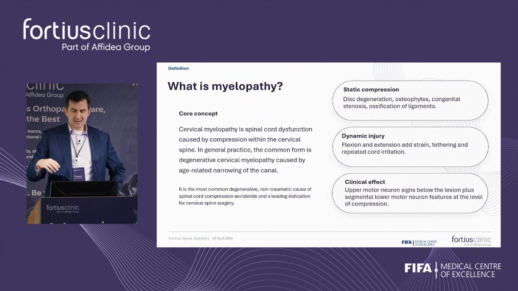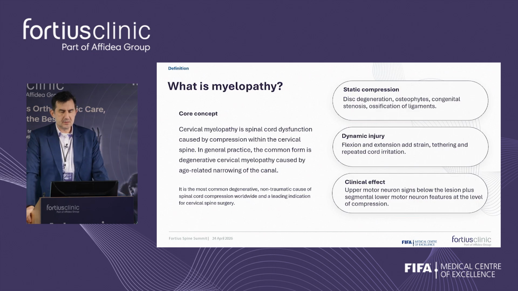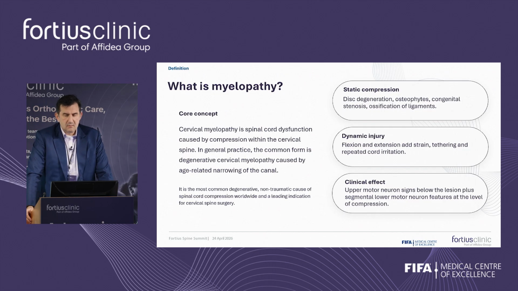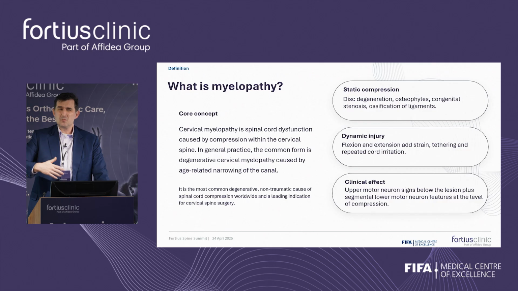So the core concept is spinal cord dysfunction. Spinal cord dysfunction can happen in the cervical spine, but can also happen in the thoracic spine. Cervical and thoracic myelopathy can overlap, and it's quite crucial to examine the patient properly and maybe investigate the whole spine to see where the problem originates, especially if the patient presents more with lower limb symptoms. It's the most common reason for a patient to develop spinal cord damage in the modern world.